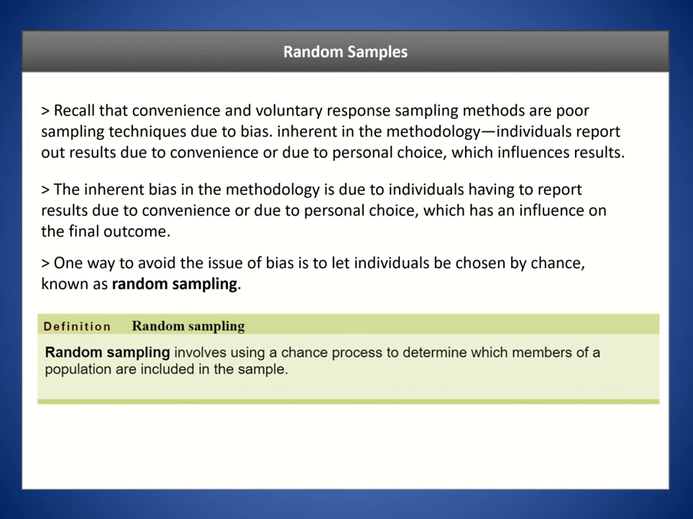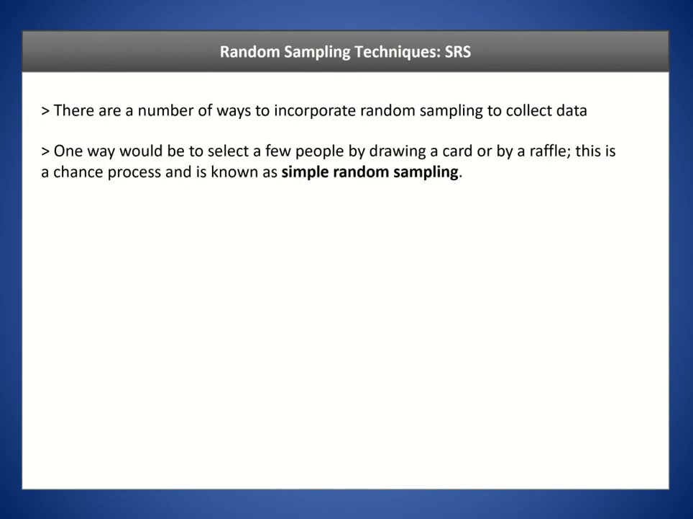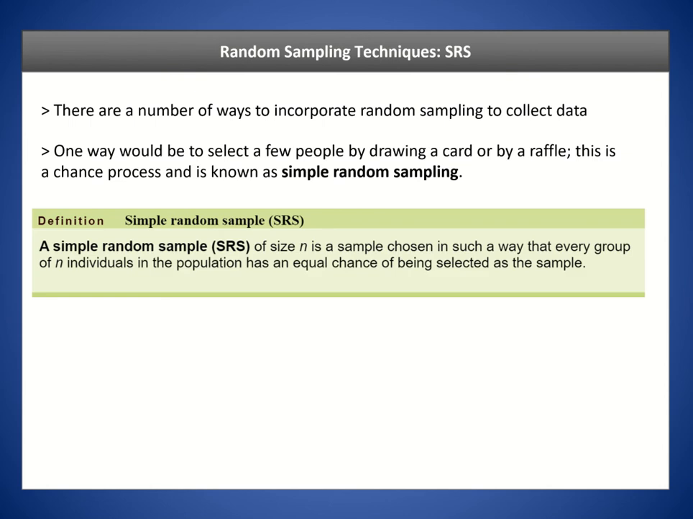We can use chance devices. So the idea is that it involves chance. The first random sampling technique is known as simple random sampling. Okay, so this is pretty much what we were saying earlier: a lottery method, a raffle, drawing a card. There's a bunch of chance devices that you can use in order to select individuals from a population, so that everyone has an equal chance, right? A simple random sample is a sample chosen in such a way that every group of however many individuals has an equal chance of being selected. So if I have 20 individuals, then each individual has a 1 in 20 chance of being selected, right?